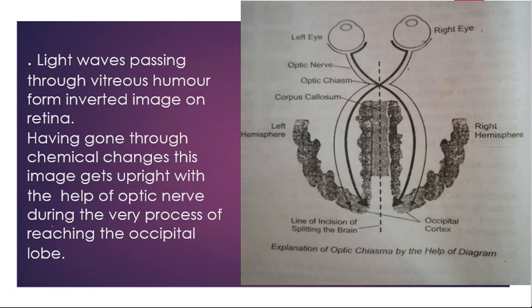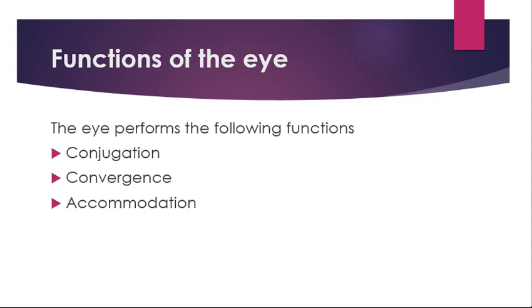Light enters the eye and how an inverted image is formed on the retina, and how this image gets upright when the visual message reaches the occipital lobe via the optic nerve. Okay, so this was today's topic, the structure and function of the human eye. Let's briefly discuss what are the functions which the eye performs.